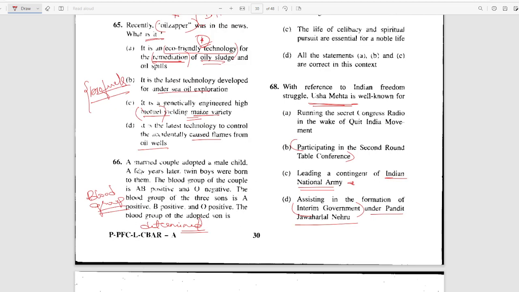The next question, 66th: a married couple adopted a male child. A few years later, twin boys were born to them. The blood group of the couple is AB positive and O negative. The blood group of the three sons is A positive, B positive, and O positive. The blood group of the adopted son is? Here it's about how to find out the blood groups of the kids if the blood groups of the parents are given. So you have to read about this, and you cannot neglect this.